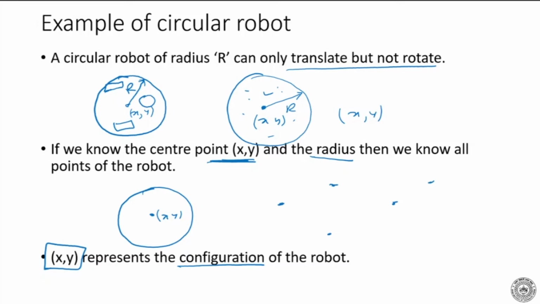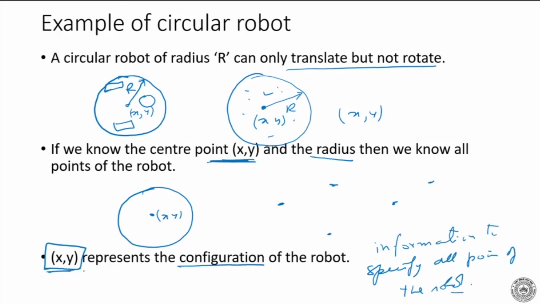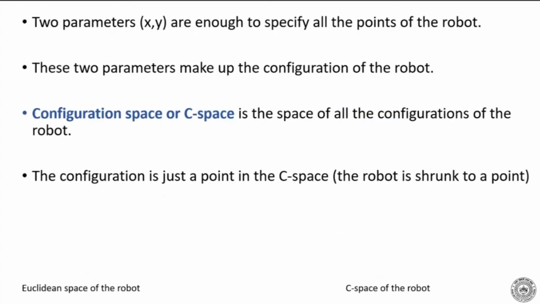So this is the information to specify all points of the robot. What is this information? It is x y. So what we say is that two parameters x and y are enough to specify all the points of the robot. Why? Because r is known. The radius of the robot is known. That means if I tell you x y, now you know where the other points of the robot are. These two parameters make up the configuration of the robot.